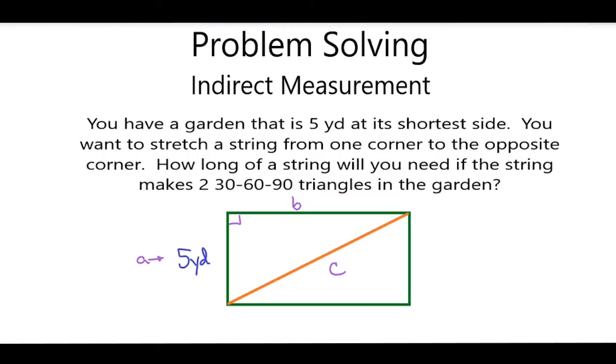And remember, if you have a 30-degree, 60-degree, and 90-degree triangle, the length of C is equal to 2 times the length of A. So that means that C is going to be equal to 10 yards. So the length of our string will be 10 yards. And that's how you use these diagrams and indirect measurement to solve these problems.